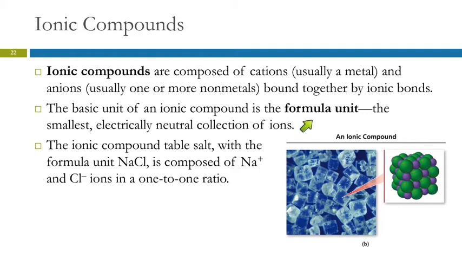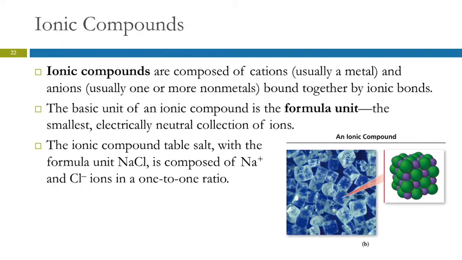It's the lowest ratio. So we talk about a formula unit, which is the smallest electrically neutral collection of ions. So what's the smallest number of sodium and chloride ions that you could have and have it be neutral? One of each, right? If you had one sodium and one chloride, they could combine with each other and make sodium chloride. You wouldn't have to have more. That's the smallest you could have. So we call that a formula unit. It is the unit based on what the formula is. The formula gives us the lowest ratio of cations to anions to be electrically neutral. Any questions?